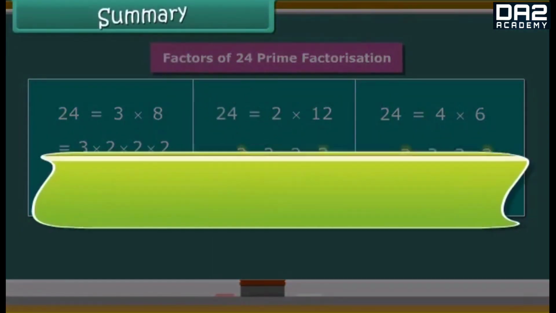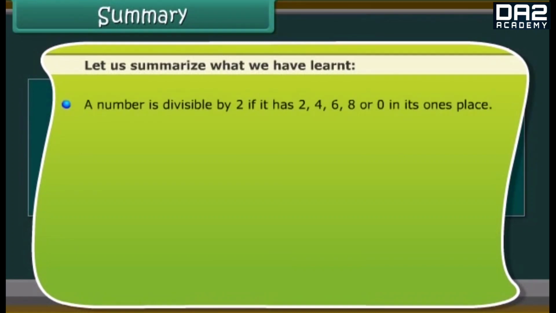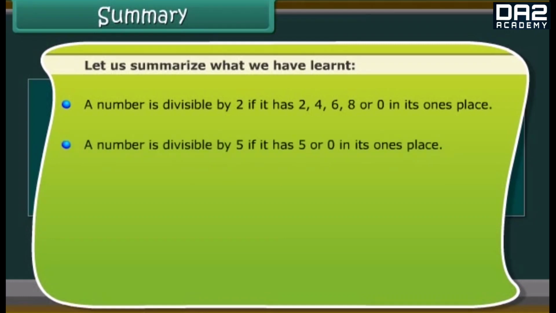Summary. Let us summarize what we have learnt. A number is divisible by 2 if it has 2, 4, 6, 8 or 0 in its ones place. A number is divisible by 5 if it has 5 or 0 in its ones place. A number is divisible by 10 if it has 0 in its ones place.